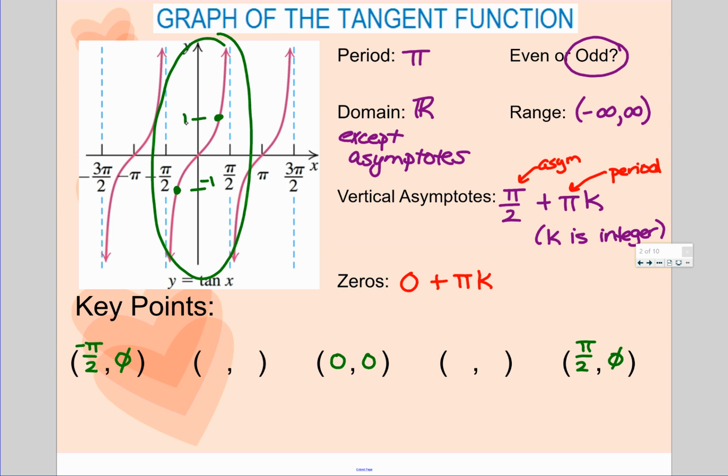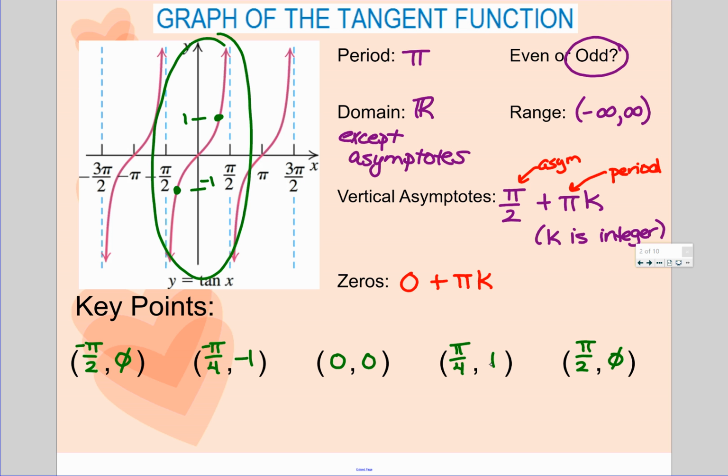Same thing at negative pi over 4. If I go down pi over 4 units, it's rad 2 over 2 divided by negative rad 2 over 2, it's negative 1. So those can be really nice, pretty numbers. So we're going to use those. So my other key points are at negative pi over 4, I have a point at negative 1. And at positive pi over 4, I have a point at positive 1. And these are all from your unit circle.